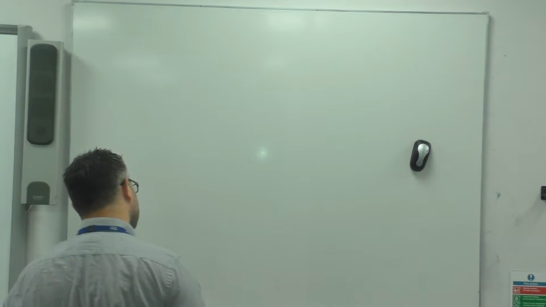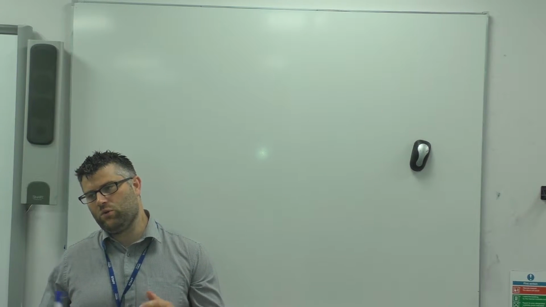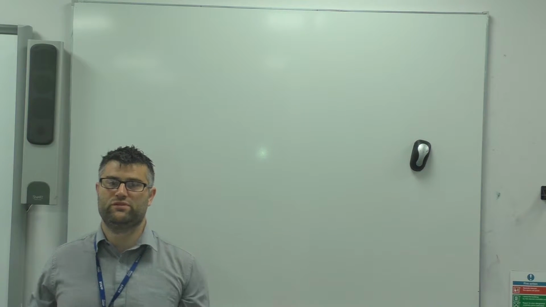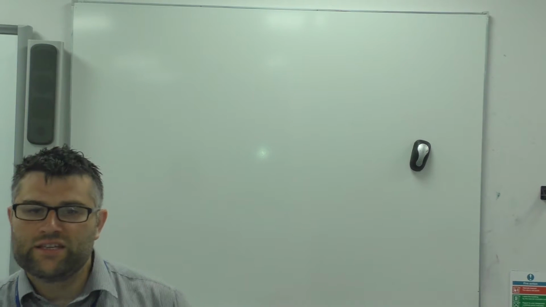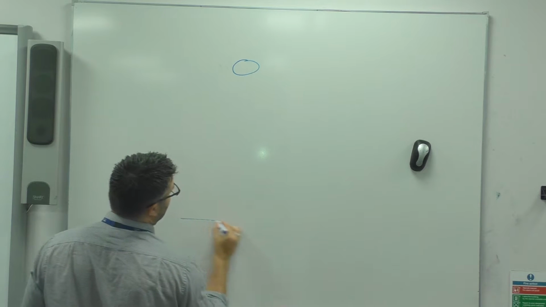Okay, so we're going to talk about terminal velocity over two videos. We're going to look at what happens as an object falls in terms of the forces that exert on it. Now, in this situation, we're going to look at a simple ball falling towards the ground.